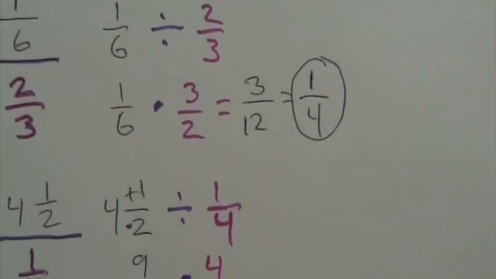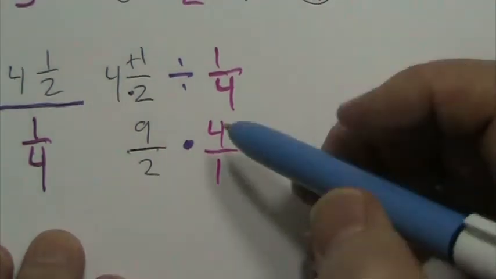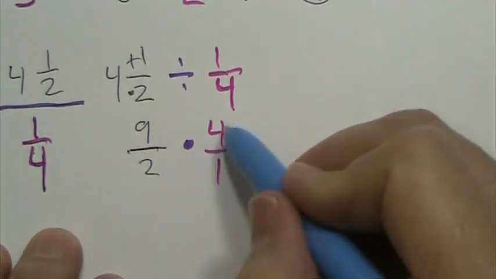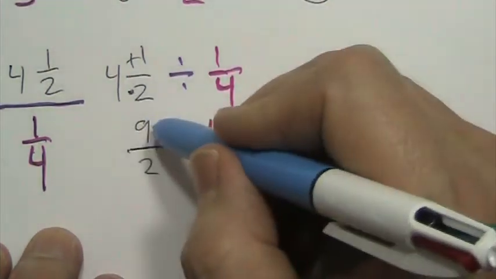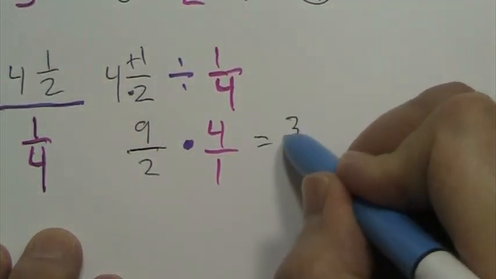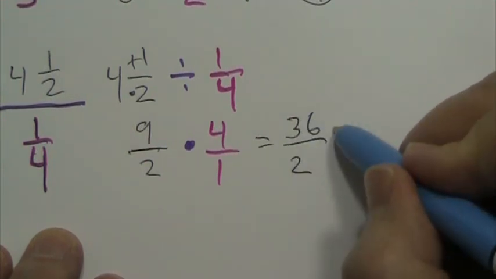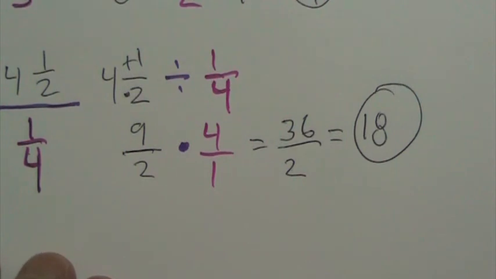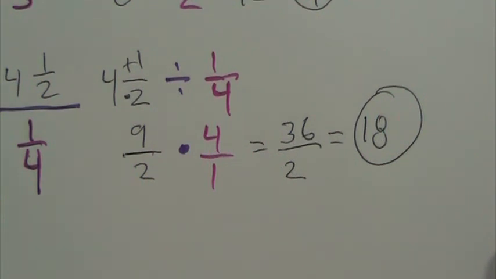All right, going to the next one. So, you know what? I'm just going to go straight across again. You could probably reduce. I would probably reduce right here. But if you did not, 9 times 4, 36. 2 times 1 is 2. Half of 36 is 18. So, that is how we solve complex fractions.